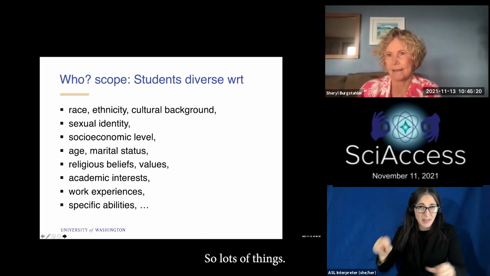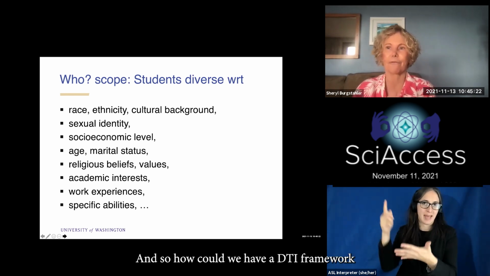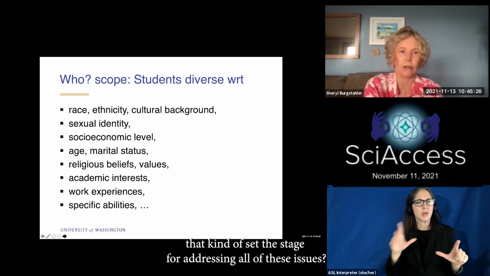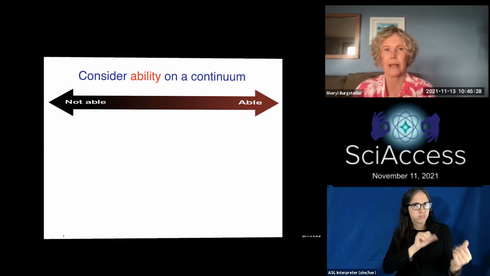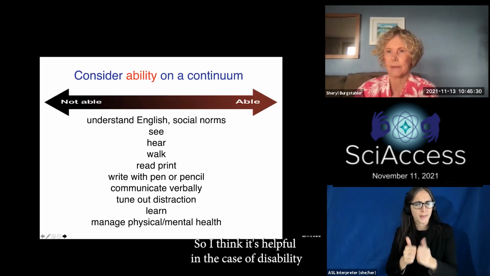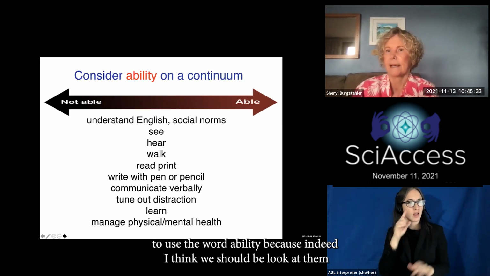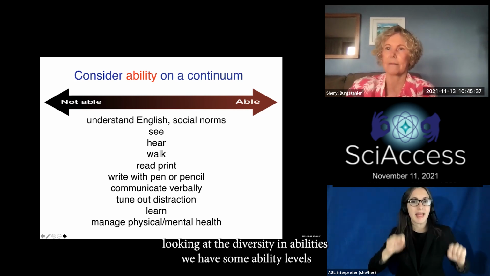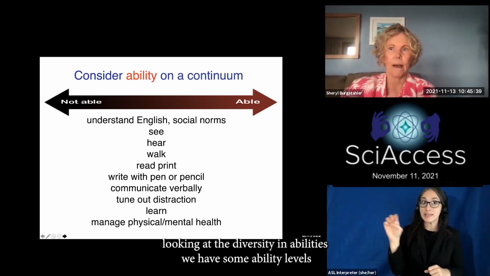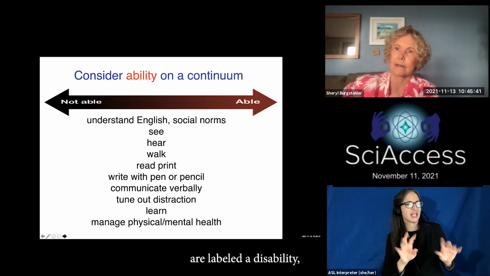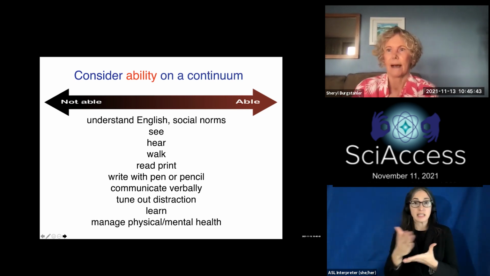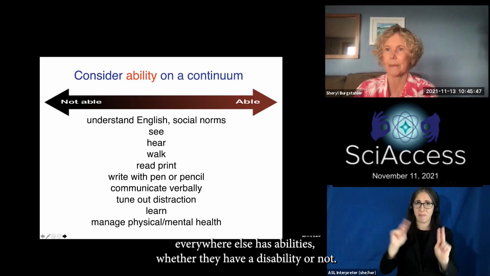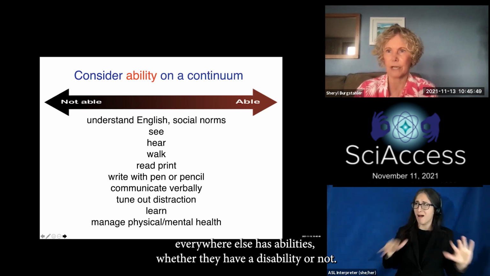So lots of things. And so how could we have a DEI framework that kind of set the stage for addressing all of these issues? So I think it's helpful in case of disability to use the word ability, because in DEI, I think we should be looking at the diversity in abilities we have. Some ability levels are labeled a disability, but everybody in this audience and everyone else, everywhere else has abilities, whether they have a disability or not.